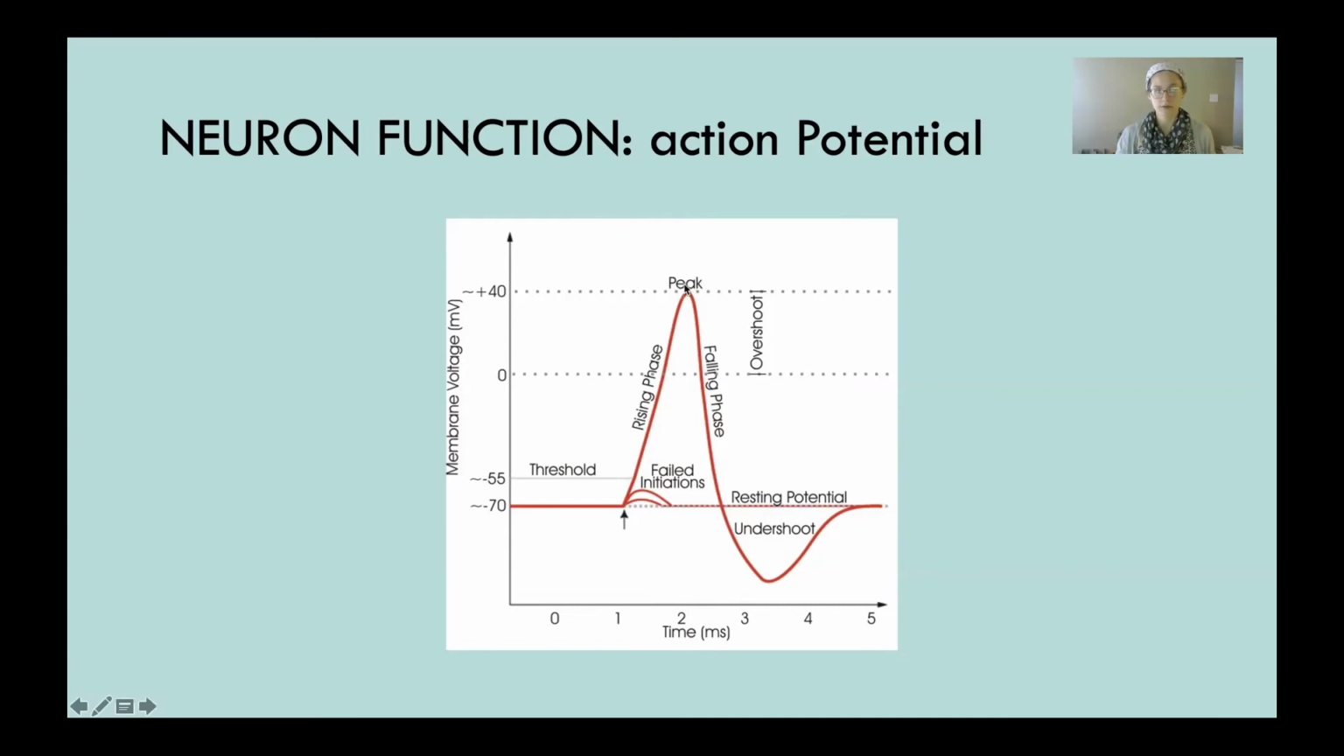Extremely quick electrical impulse. Once it hits this peak, the cell has had enough. It will not get any more positive than this. So it begins the falling phase, in which we have our polarity moving back to the negative territory. But it overshoots. It goes so negative that it goes to like negative 100. And then eventually it climbs back up to resting potential.